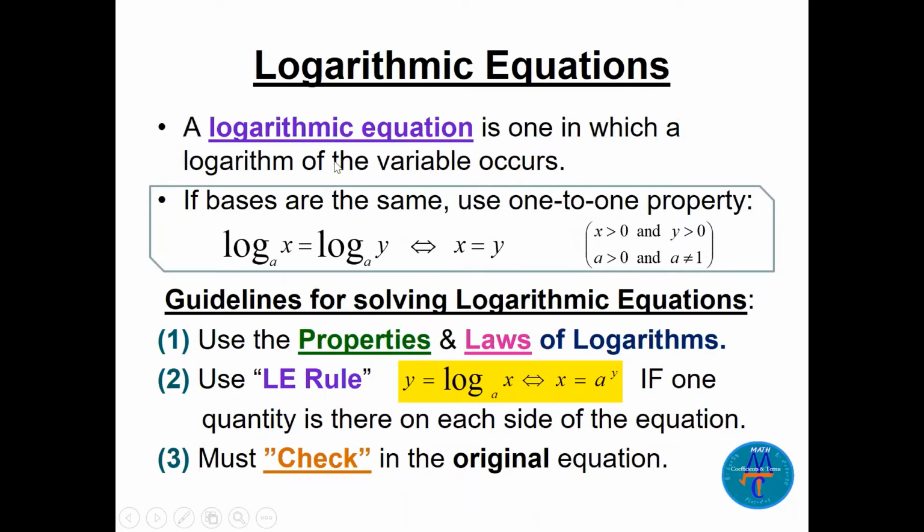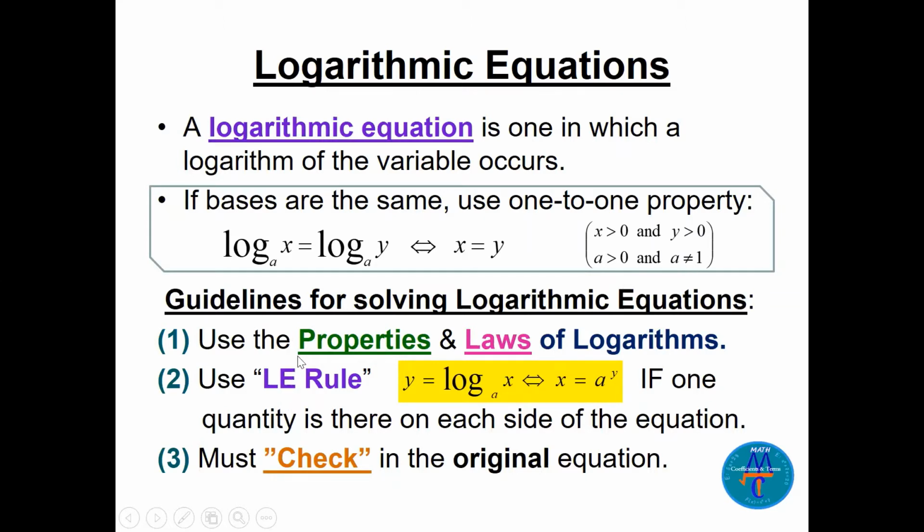Now, a logarithmic equation is one in which a logarithm of the variable occurs. So we have log of something in the equation. Now there's a one-to-one property here. We say if we have log base a of x equal to log base a of y, and we have the same base, then argument 1 is equal to argument 2. So x is equal to y. Remember the conditions: x should be positive, y should be positive because these are arguments. The base a should be positive and a cannot be 1.